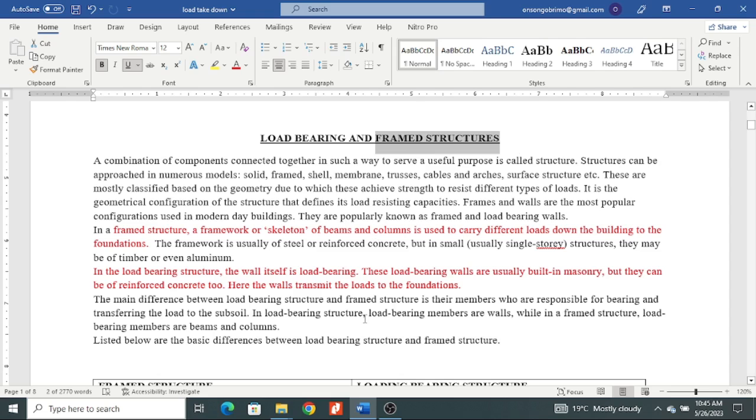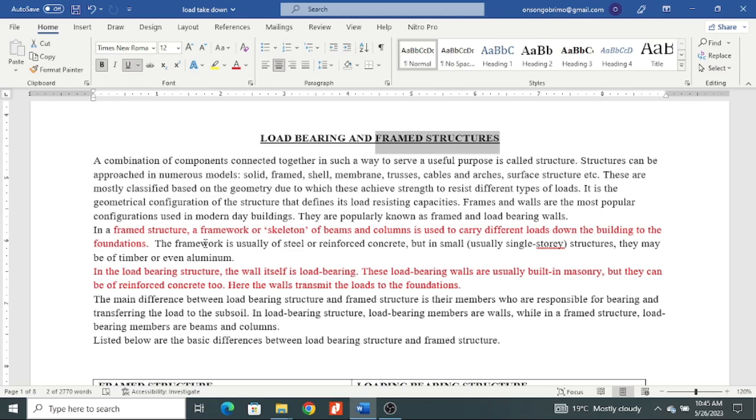So for a framed structure, we normally use a framework or skeleton of just beams, columns and slabs to carry the loads to the foundation. In this system, we don't use load bearing walls. We could have walls in our structure, but these walls are not acting as structural elements that help distribute the loads to the foundation. These walls could act as partition walls or walls demarcating boundaries, things like retaining walls and all that.